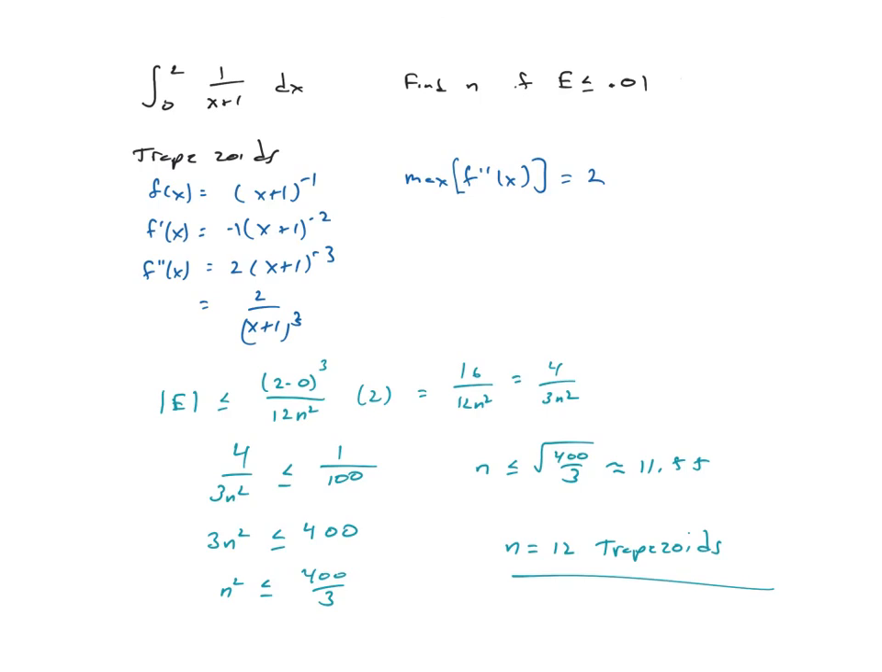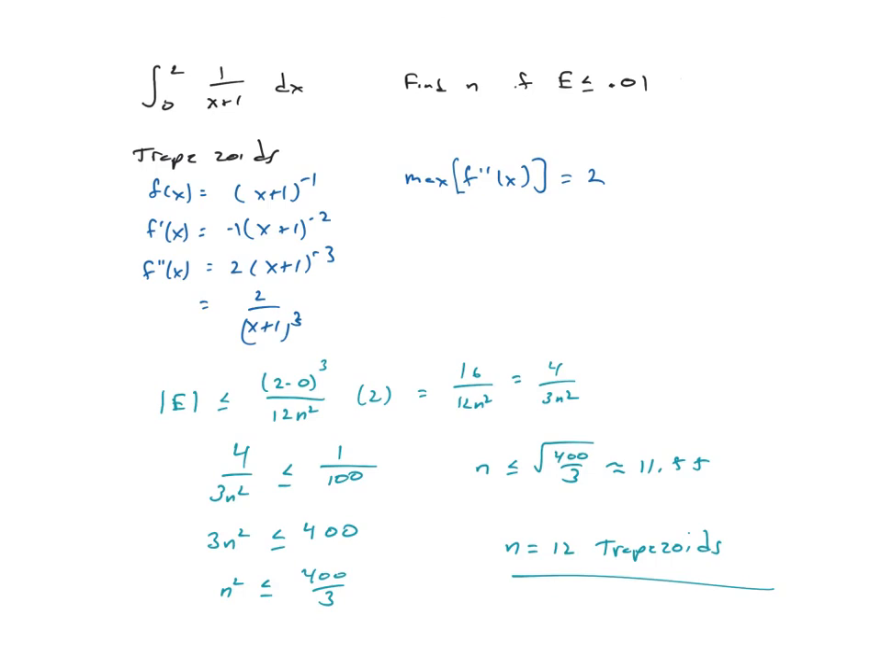So when x is 0, I'm going to get 2 over 1 to the third, so I get a maximum value of 2. And so therefore, my error is going to be less than or equal to (b minus a), so it's (2 minus 0) to the third power over 12n squared times 2. Which when I simplify that, that's going to be 16 over 12n squared, which reduces to 4 over 3n squared.